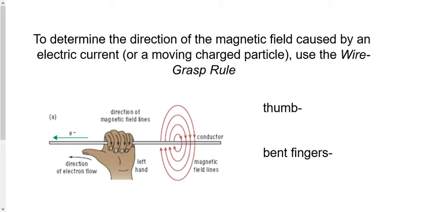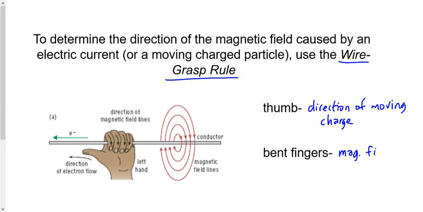You don't need to draw this picture if you don't want, but you should write down this. To find the direction of the magnetic field, we're going to use the wire grasp rule. How does the wire grasp rule work? Well, we're going to stick our thumb in the direction of the moving charge. Now, if that moving charge is inside a wire, we would call that an electric current. So the direction of the moving charge or the direction of the electric current. My bent fingers, regardless of how much I bend them, are going to point in the direction of the magnetic field caused by the moving charge.